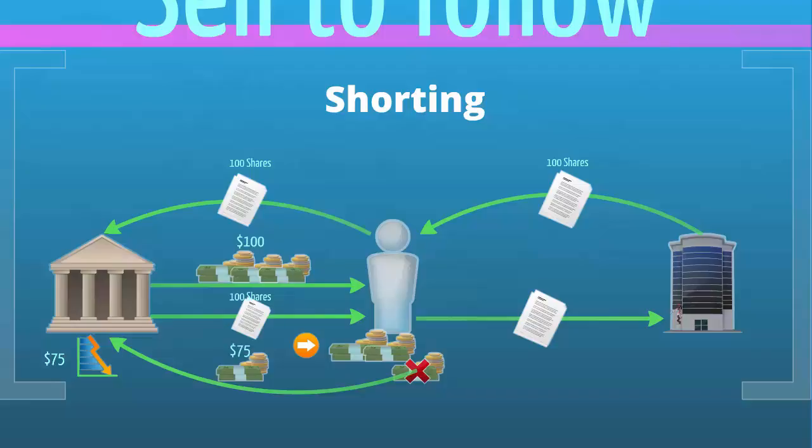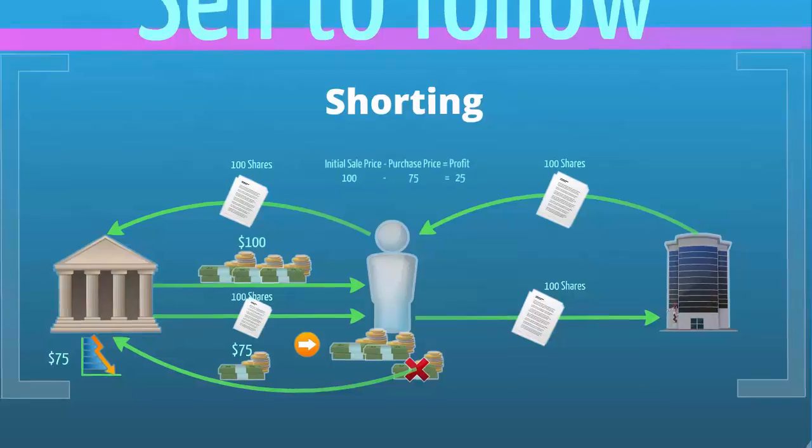Now at this point we still owe the broker 100 shares, so we fulfill that debt with the 100 shares we bought at $75. In this example, ignoring fees, we have made $25 a share, the difference between what we received initially selling the stock and how much we had to pay to repurchase the stock. Feel free to rewind that portion a little bit and go over it again. Shorting is quite complicated, but I can guarantee you, once you get it, it is a great tool in your toolkit if you decide to become a trader.